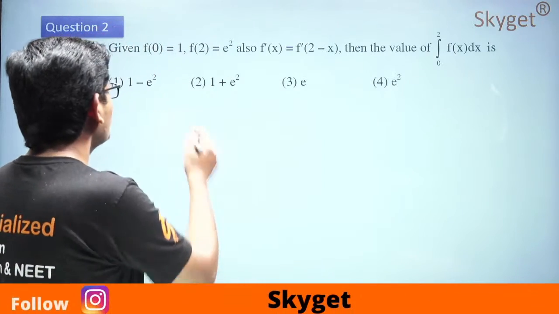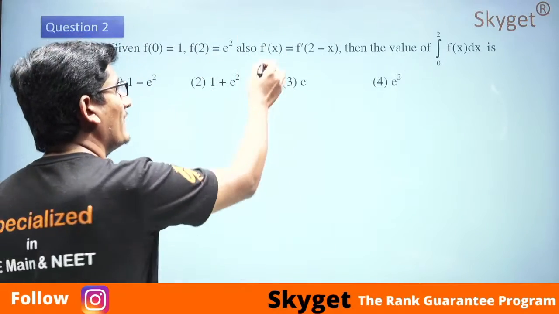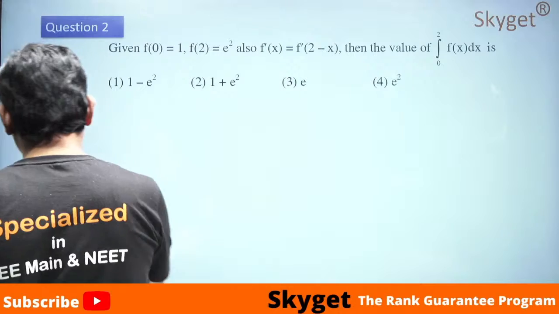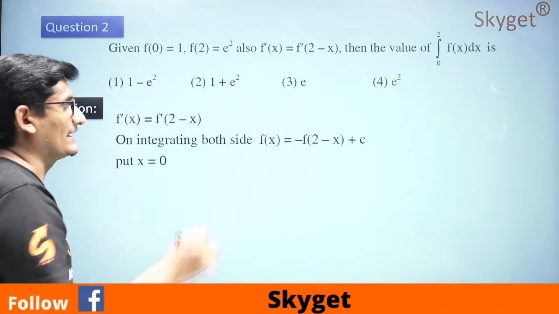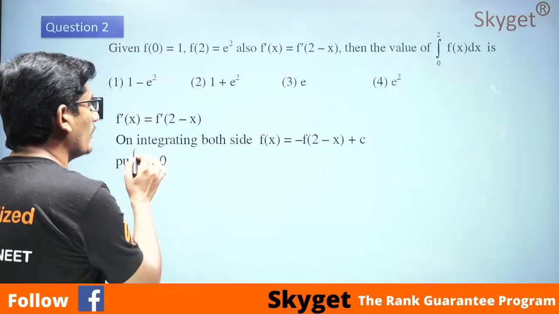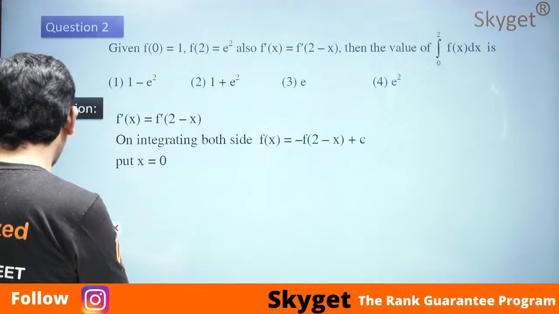Let's see here. First, what is the condition? f dash of x is equal to f dash of 2 minus x is given. So we have to take this condition. f dash of x is equal to f dash of 2 minus x. First of all, integrating on both sides. Apply integration.